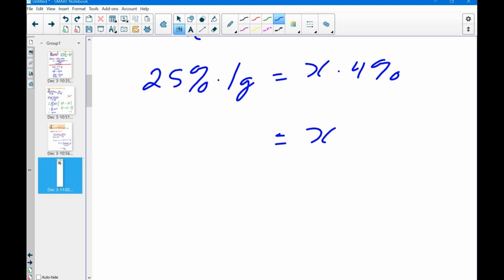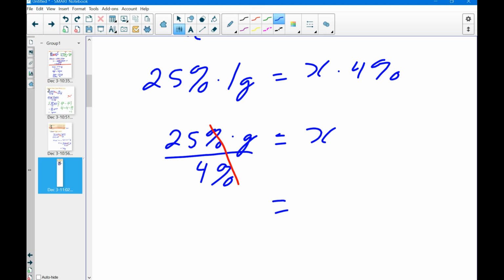X is over here, so now I'm going to have 25 times 1, which is just 25. Notice the percents will cancel again. And 25 divided by 4 is going to be 6 1/4. Let's see where that comes from. 4 divides into 25, 4 times 6 is 24, and there's 1 left over.